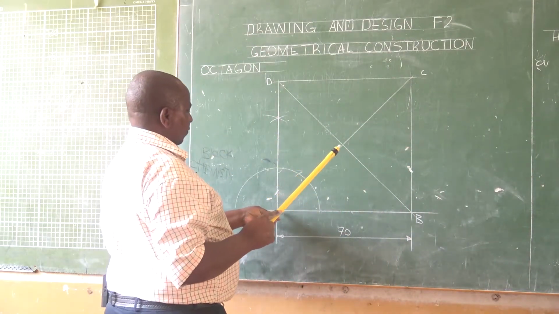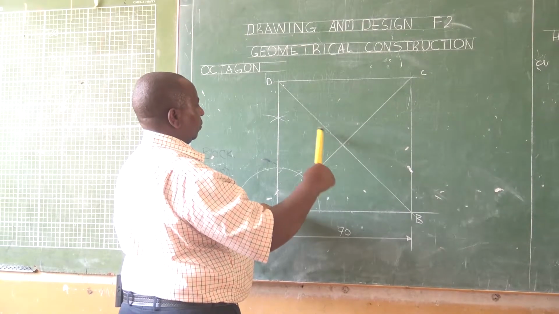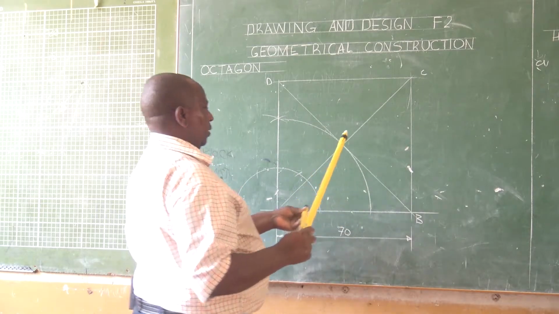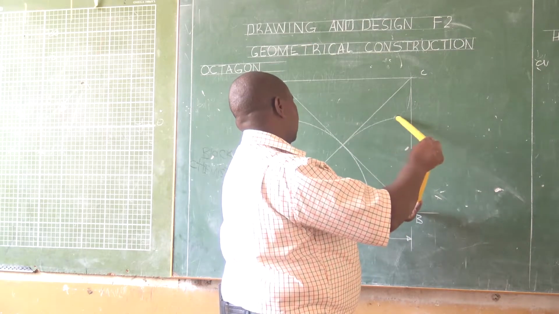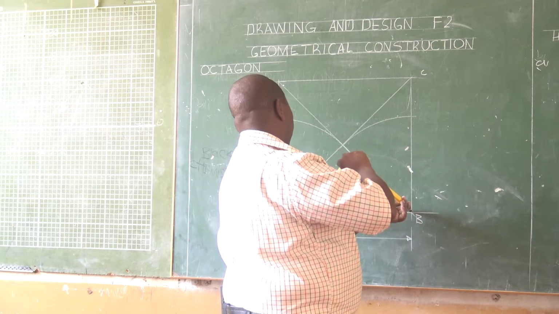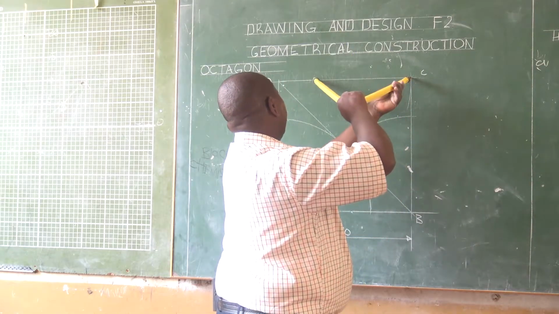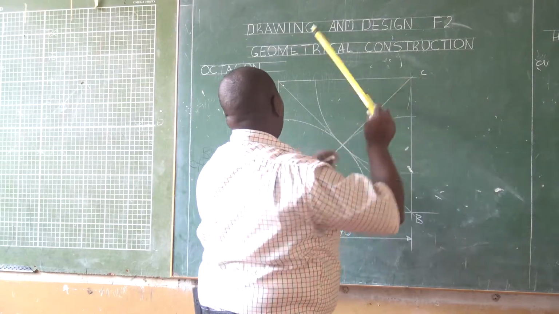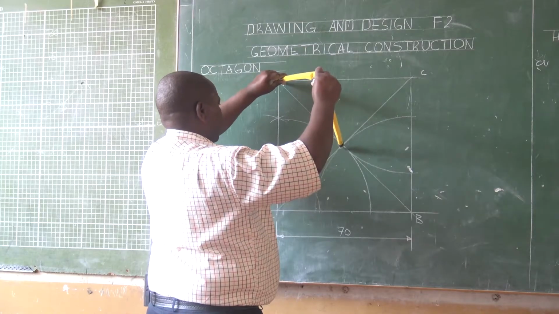Now from vertex A, we have the diagonal. Draw an arc in that way, and then from B, follow the same. Draw that arc with the radius of the diagonal, and proceed to do the same at C and D. That's okay. Then also at D, we have the diagonal.